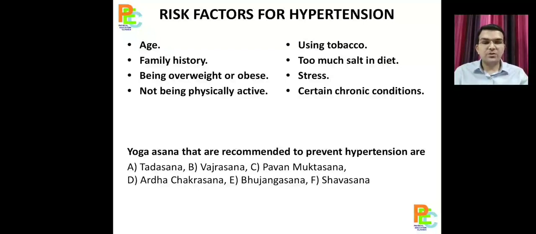Using tobacco may also lead to blood pressure or hypertension. Too much salt intake in diet, more than required, is a big reason for hypertension. Next is stress. Psychological or mental stress is another reason for increased blood pressure in humans. Next is certain chronic conditions. If someone is in some chronic condition, that might lead to high blood pressure. And improper diet is another big reason. If someone is eating lots of deep fried food and junk food, they are at very high risk of hypertension. The asanas which might help in preventing hypertension are Tadasana, Vajrasana, Pavan Muktasana, Ardha Chakrasana, Bhujangasana, and Shavasana.